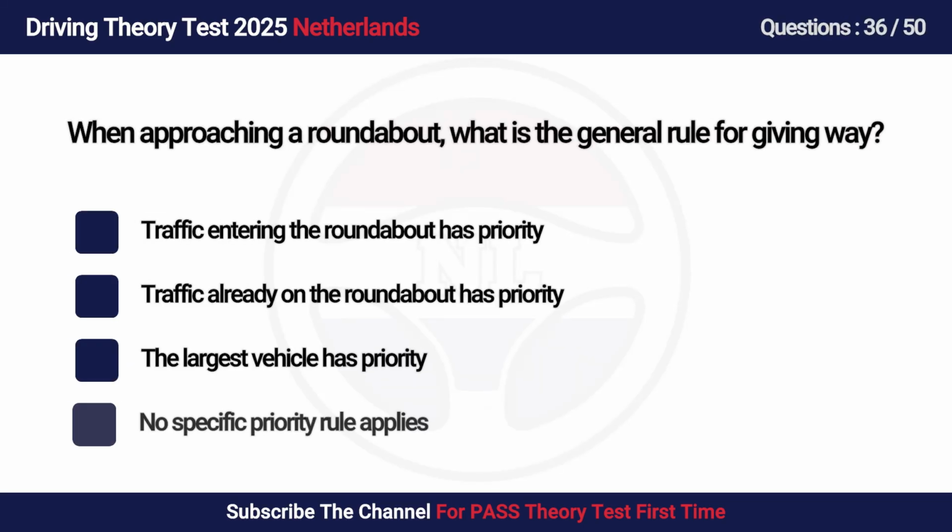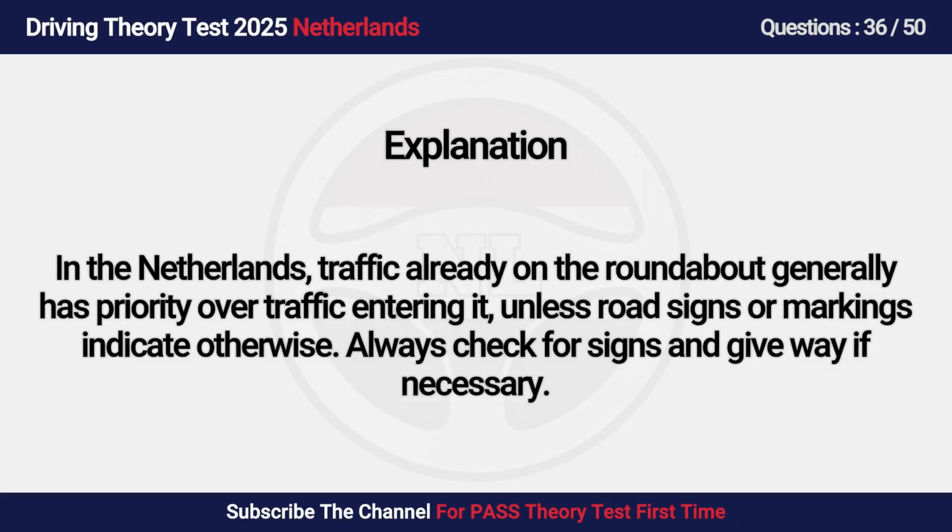Question 36. When approaching a roundabout, what is the general rule for giving way? A. Traffic entering the roundabout has priority. B. Traffic already on the roundabout has priority. C. The largest vehicle has priority. D. No specific priority rule applies. Answer is B. Traffic already on the roundabout has priority. In the Netherlands, traffic already on the roundabout generally has priority over traffic entering it, unless road signs or markings indicate otherwise. Always check for signs and give way if necessary.